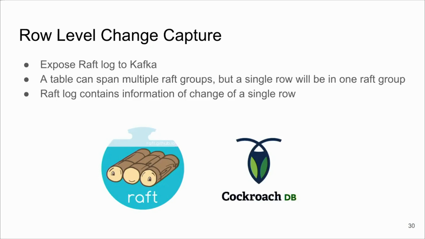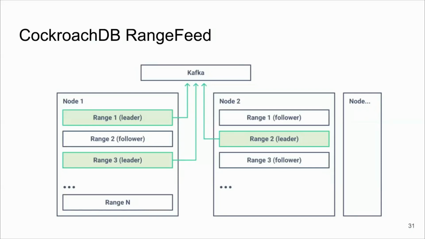Because even if a table can span multiple regions, one row will be in only one region, so it only becomes one Raft group. So the content of the Raft log will be the changes to a single row. This is how CockroachDB does it: each range's leader will expose the Raft log to Kafka.